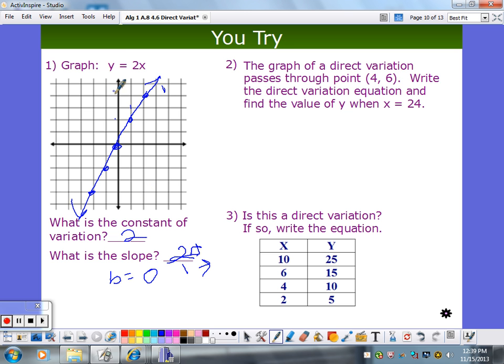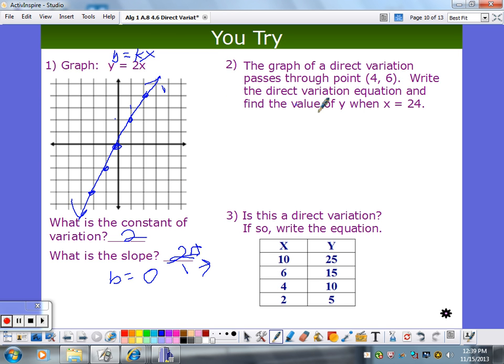Because it's y equals kx. K is my constant of variation. Constant of variation and slope are the same. They are the same. If you haven't written that down yet somewhere, write that somewhere, a circle of stars. They are the same thing. Don't let that be the confusing part.